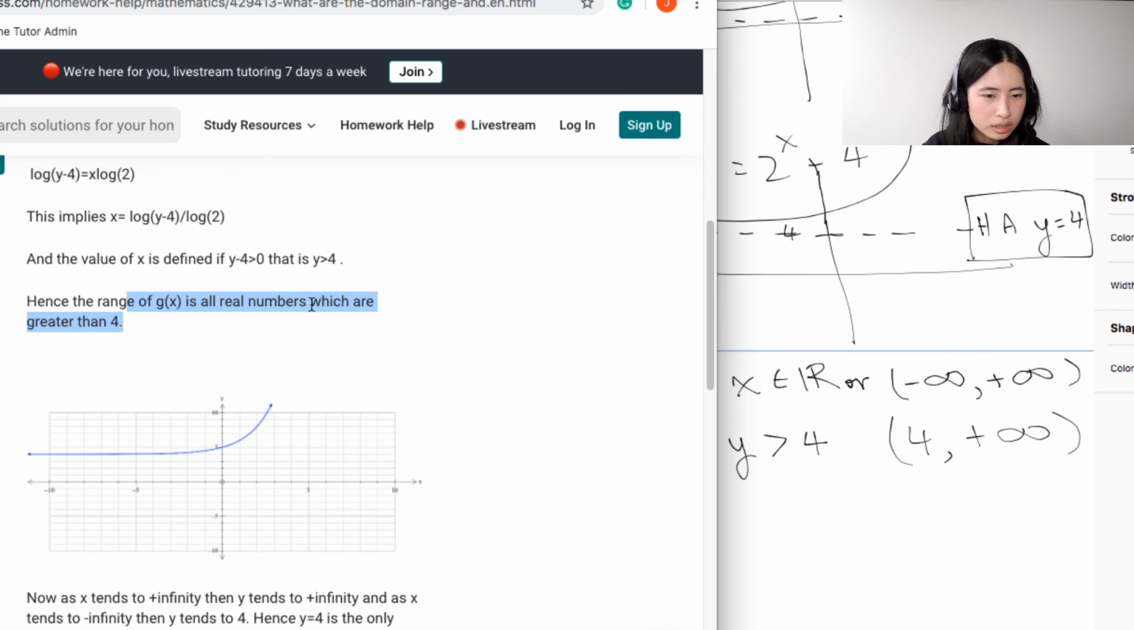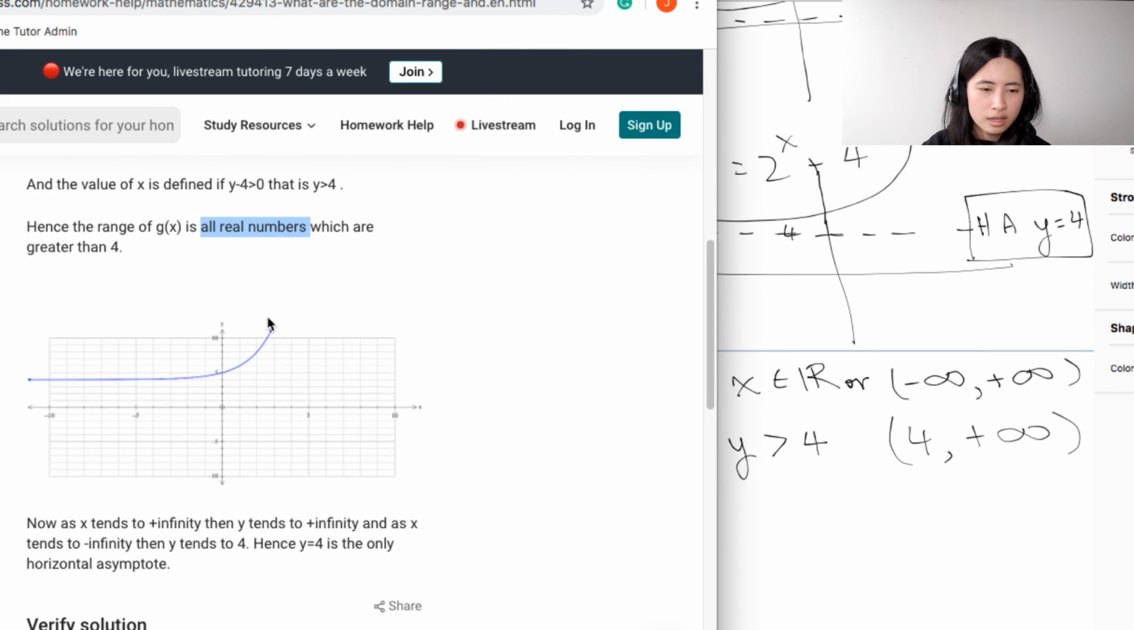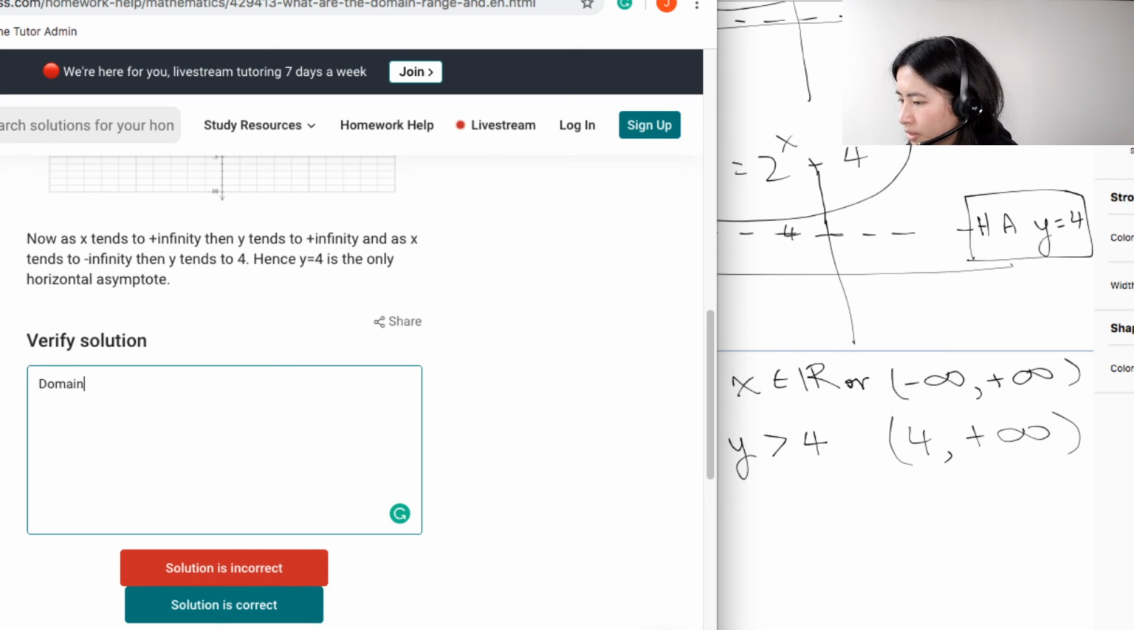I wouldn't say all real numbers. I would just say the range of g of x is greater than 4. That's what I would say. Don't include all real numbers, because if you say all real numbers, that's generalizing that 4 is also included. So try to avoid that if you're trying to say y is greater than 4. So keep it this way. You're not supposed to say all real numbers. Okay, domain was not mentioned, so that's my comment.